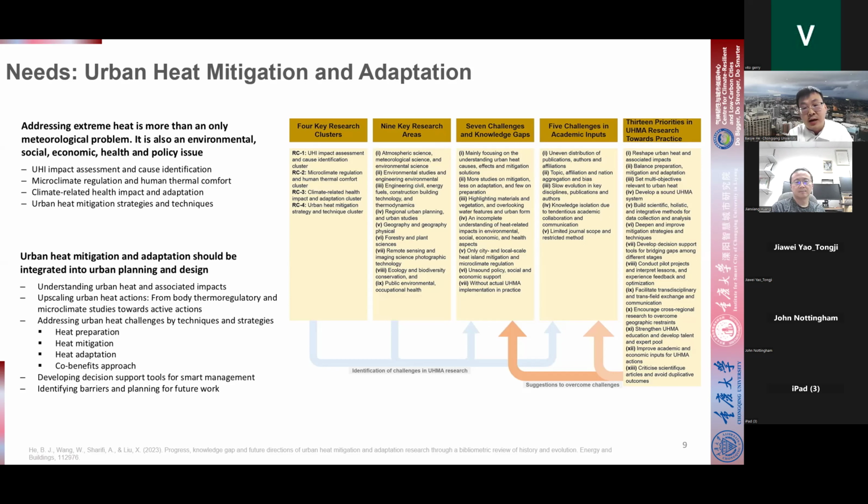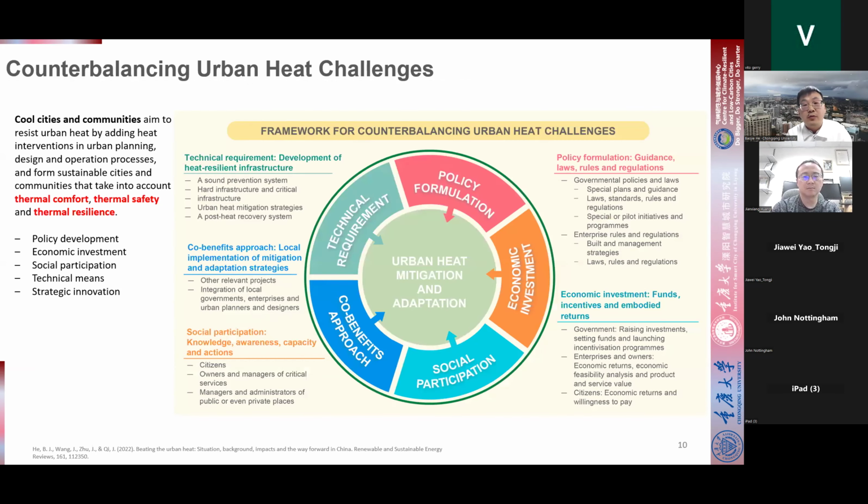So how to address these challenges or barriers? We would like to develop decision support tools to close this gap. And this is what we want to see: smart management or smart mitigation and adaptation decisions. And then we need to identify more barriers and plan for the future work. This image shows the framework on how to counterbalance the urban heat challenges.